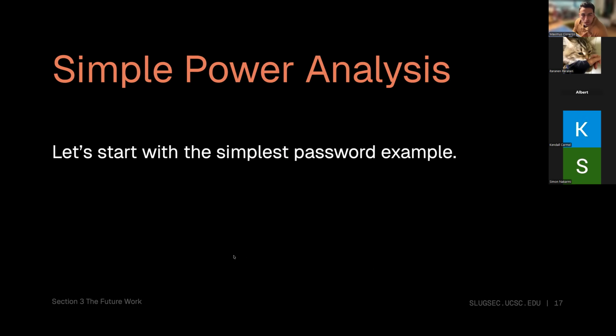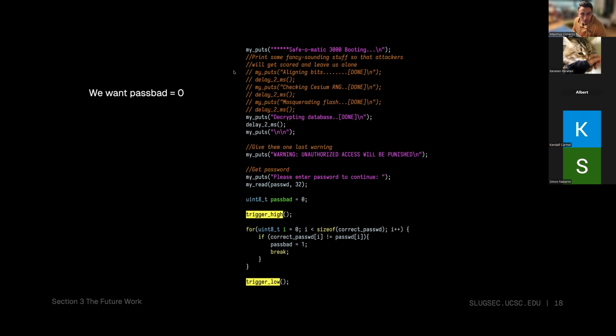Okay. So first things first, I'm going to start with a simple password example. Very, very simple. We're going to be working with, I think, AES in this one. So this is an example of some C code. We have something in the beginning before this trigger high function call. This could be anything. It could be the microcontroller doing some random computations, doing some random IO. It doesn't really matter. What matters is what's in between this trigger high and trigger low.